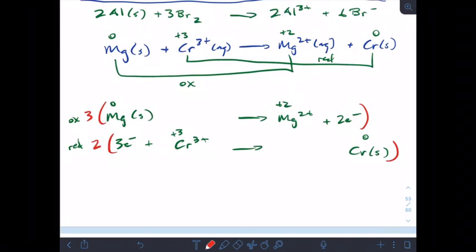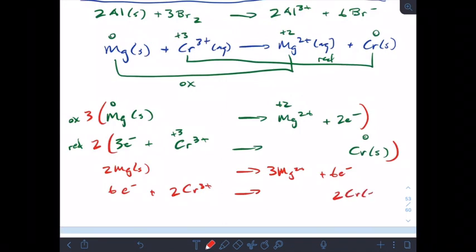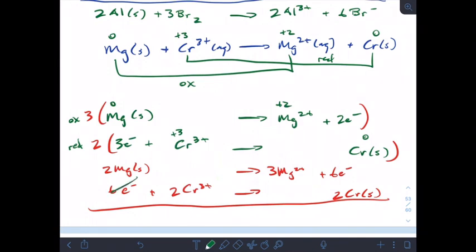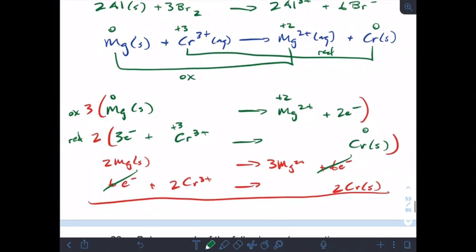So I need the electrons to cancel out. Let's rewrite our equations just below so we can see. We have 6 electrons plus 2 chromium 3 plus, and we get 2 chromium solids. Right, we're going to combine everything. Our electrons will cancel out because they're the same on opposite sides of the equation, right? So 6e will go away. And then once I've canceled out everything that's the same on both sides, all I have to do is drop down what's left.